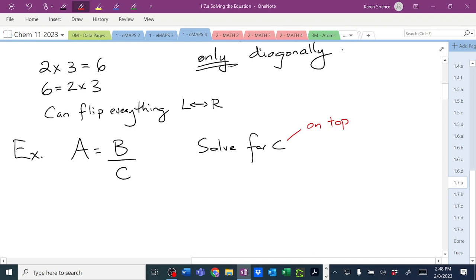So we need C on the top. That's the first thing we have to do. Is C on the top? No, it's on the bottom, and I cannot move it straight across into the denominator. I have to move it diagonally up into the numerator. So it's going to move diagonally across the equal sign. So we have C times A is equal to B.